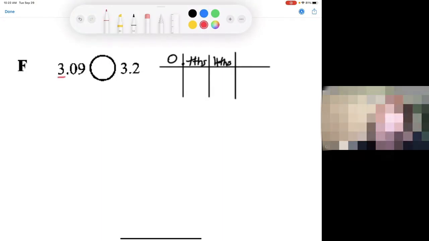All right, and F, ones place, tens place, hundreds place. All right, and let's put them in. We have a 3 in the ones. Don't forget the decimal point. 0 in the tenths, and a 9 in the hundredths. Versus 3 in the ones, so that's the same. And 2 in the tenths.